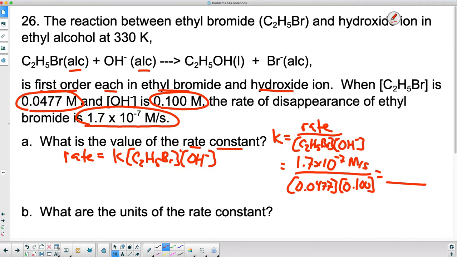Now let's take a look at the units. I have molarity here, and one of the molarities is on top. So I know I'm going to cancel one of these with one of these, and that leaves me with molarity to the minus 1, seconds to the minus 1. Those are the units. That would be the answer to B. And you're going to find the answer to A. All right, let's scroll down and take a look.